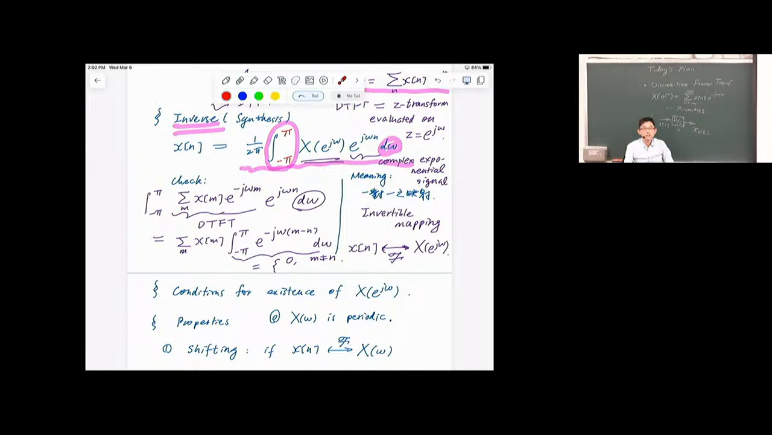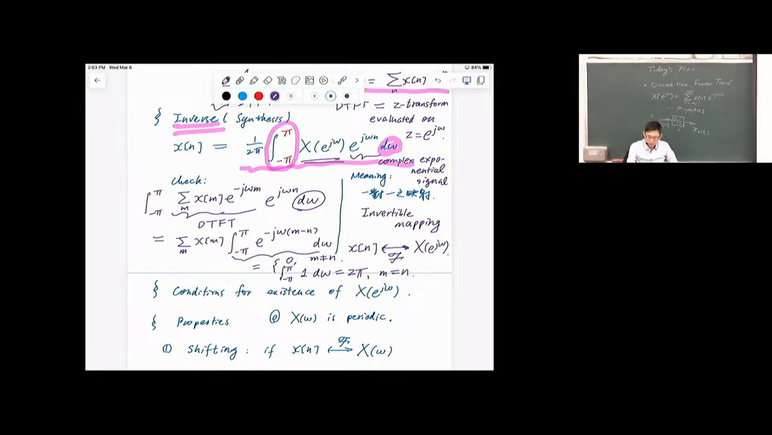But how about if m equals n? It's even easier. When m equals n, what is this? E to the minus j times 0, so this is 1. So it will equal the integral, sorry for crossing the page boundary, I'll fix that later when I go home, from minus pi to pi of 1 d omega, and this equals 2 pi when m equals n.